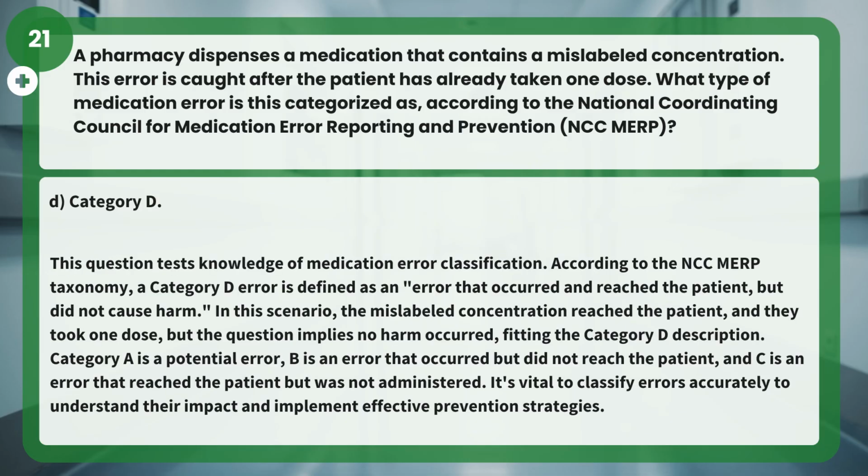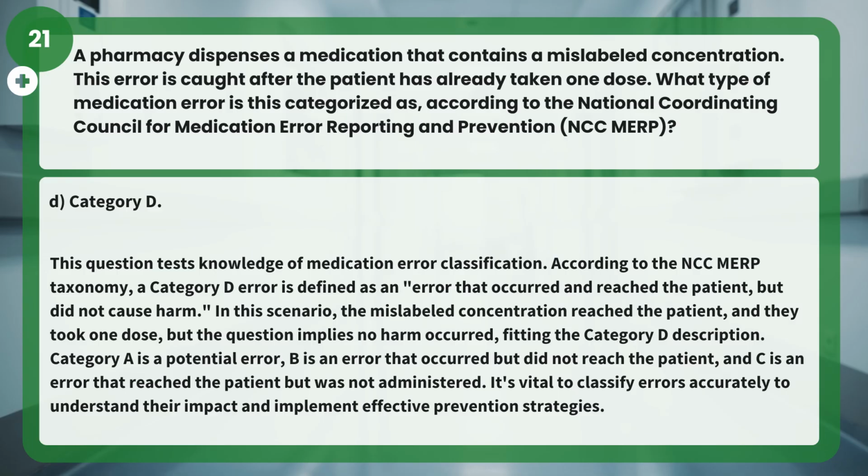Answer: D. Category D. This question tests knowledge of medication error classification. According to the NCCMERP taxonomy, a Category D error is defined as an error that occurred and reached the patient, but did not cause harm. In this scenario, the mislabeled concentration reached the patient, and they took one dose, but the question implies no harm occurred, fitting the Category D description.